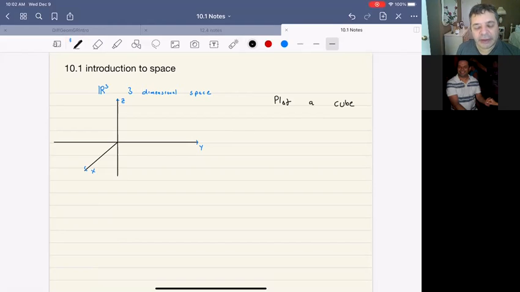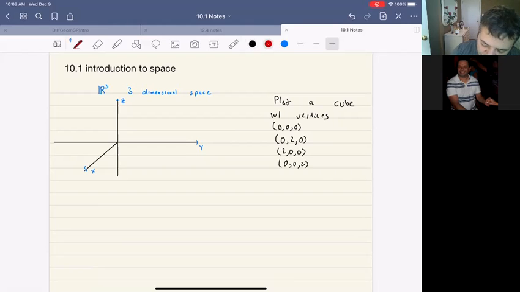Okay, I'm going to plot a cube with edge or vertices 0, 0, 0, 0, let's say 2, 0, 2, 0, 0, and so on and so forth. Okay, all right, so let's start.